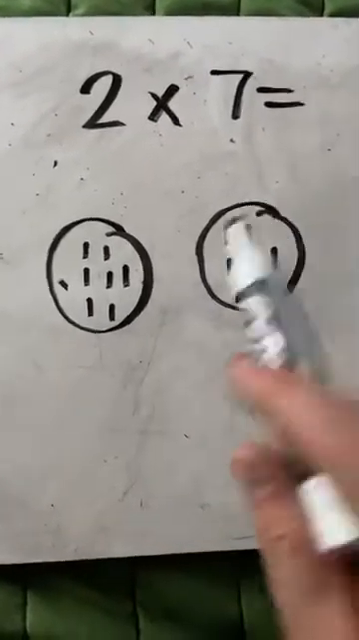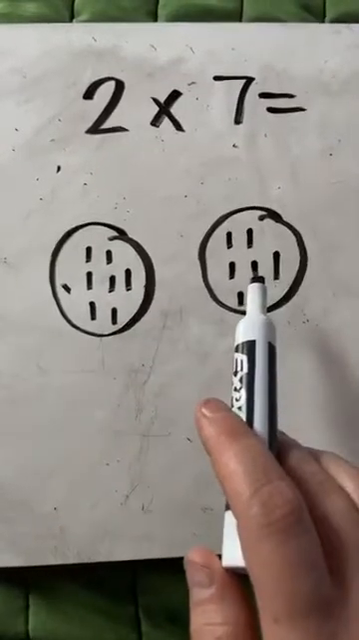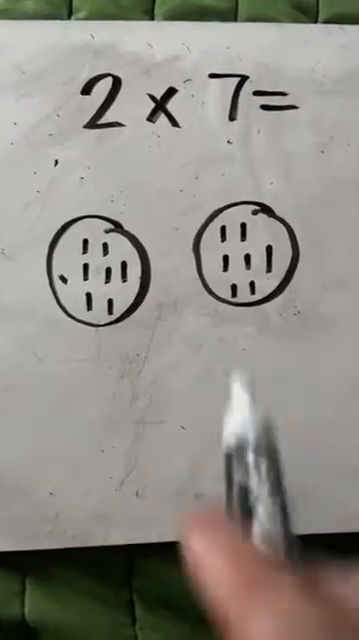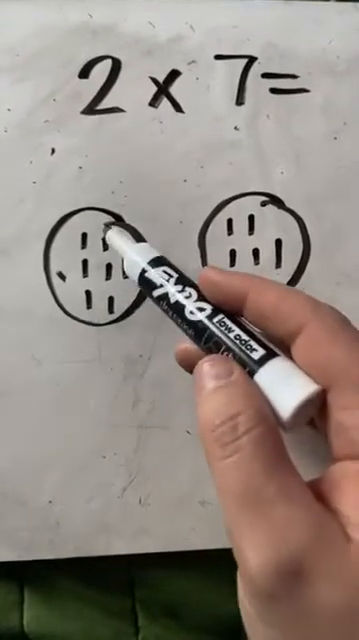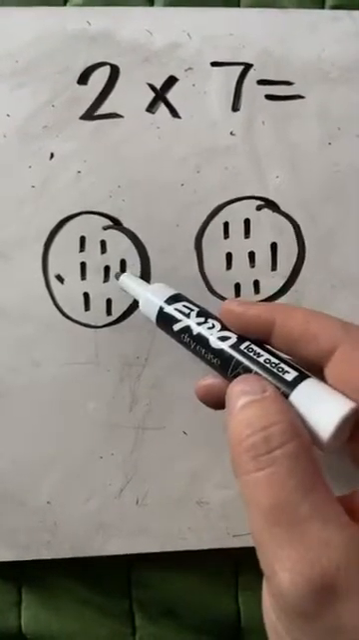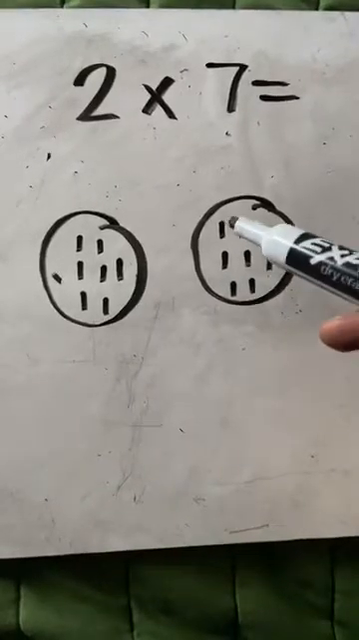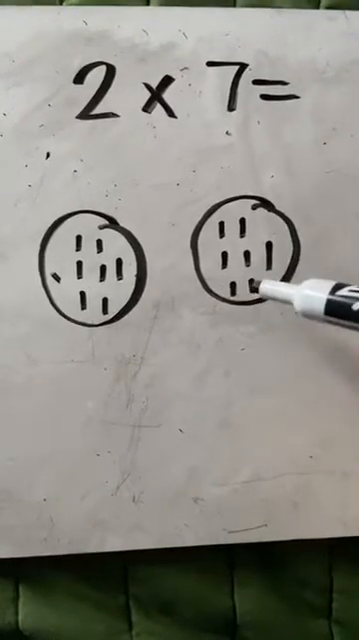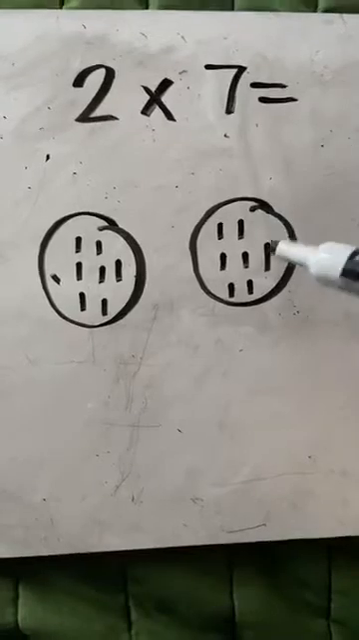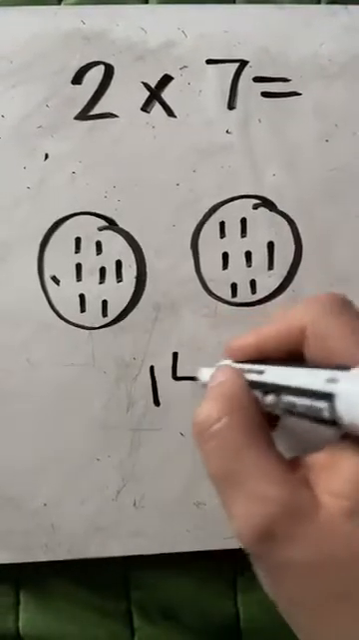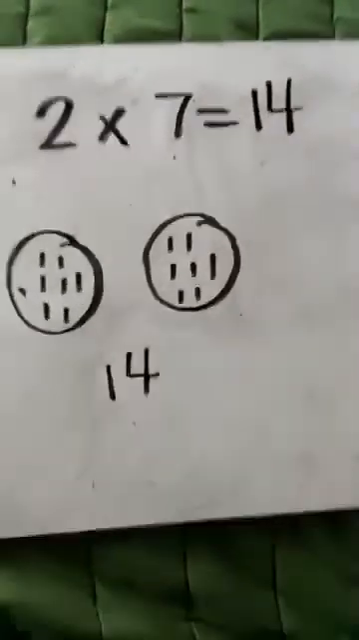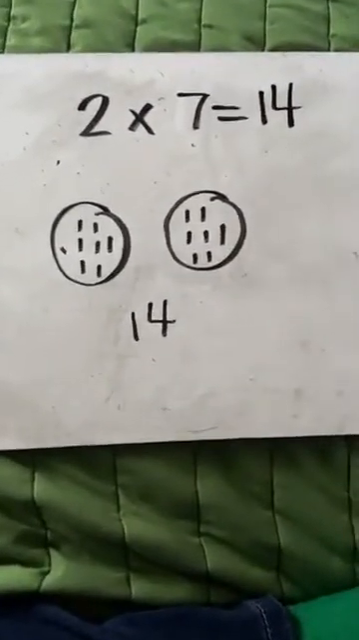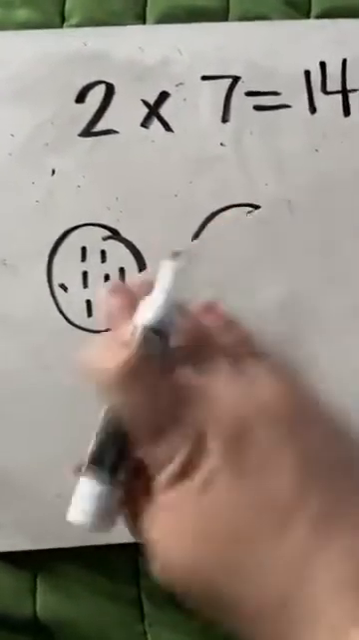Okay, here we go. Now, if I have 7 in this one and 7 in this one, let's count. 1, 2, 3, 4, 5, 6, 7. But I'm not done yet because I have my second group. 8, 9, 10, 11, 12, 13, 14. I have 14, so I know that 2 times 7 equals 14. You're right.